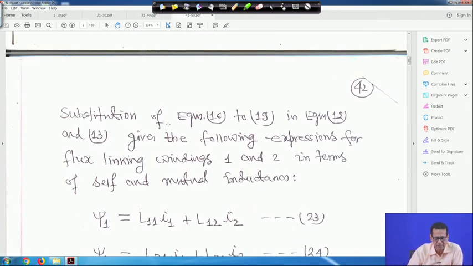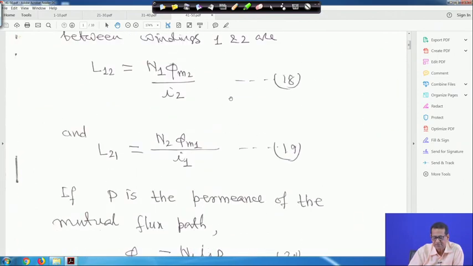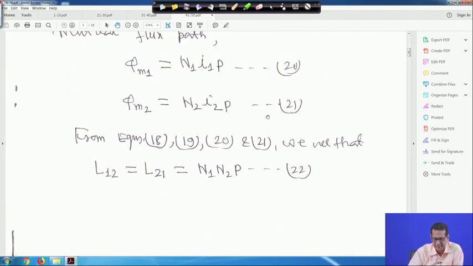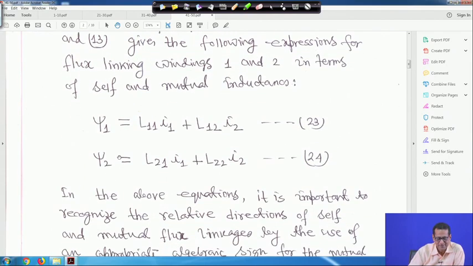Substitution of equations 16 to 19 in equations 12 and 13 gives the following expressions for flux linkage of windings 1 and 2 in terms of self and mutual inductance. That means whatever you have on the previous page, equations 16, 17, 18 and 19, you just substitute in equations 12 and 13, it's a very simple thing. So you will get the flux linkage psi 1 is L11 I1 plus L12 I2, that is equation 23, and similarly psi 2 is L21 I1 plus L22 I2, this is equation 24.